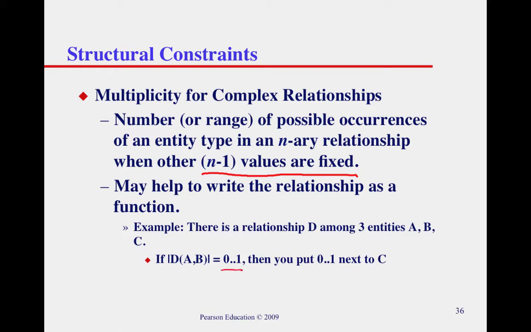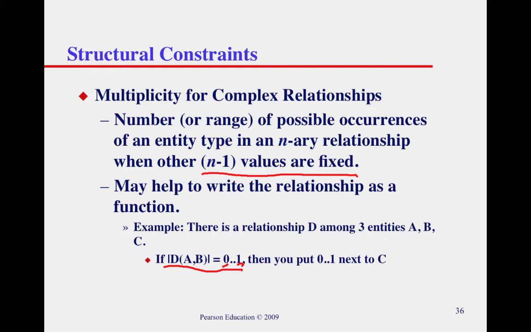Okay, so that's why I said it can help to write it. I said F, but it's probably better to just say it's a relationship D, because a function actually can have multiple values for the same thing, so I shouldn't say that. At any rate, I represented the relationship here as D, so if I had an instance of both A and B, and it turned out I could have either 0 occurrences of C or maximally 1, then you write 0 to 1 next to C.